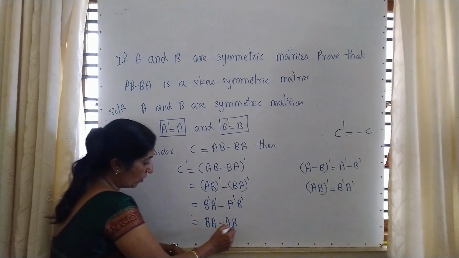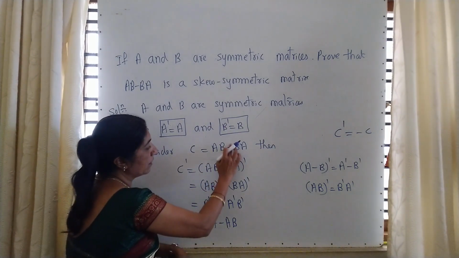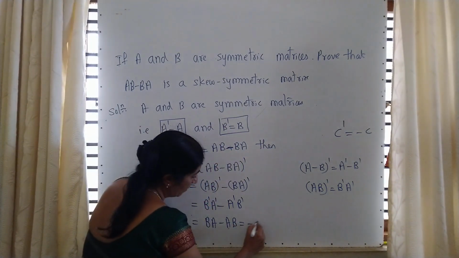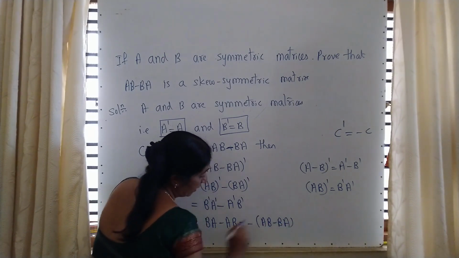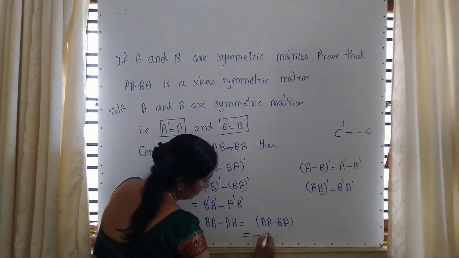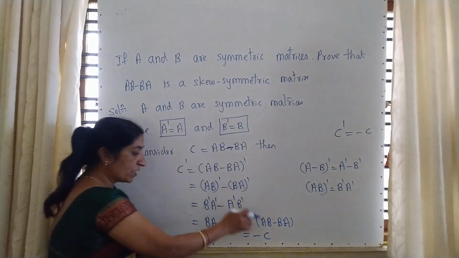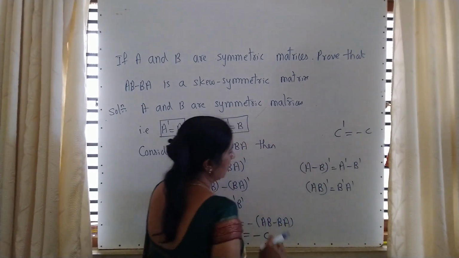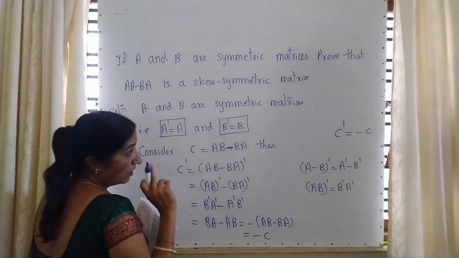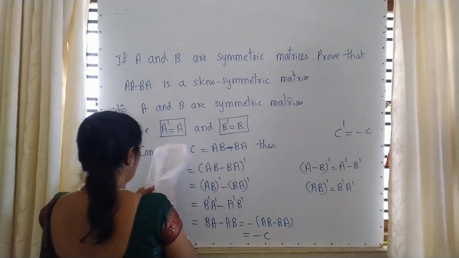Correct. When you compare these two results, it is BA minus AB, it is AB minus BA. If you take minus common, it will be AB minus BA. But what is AB minus BA? That is C. The minus is outside, so minus C. C transpose is minus C. First only I told you, if you get C transpose is minus C, that is nothing but C is a skew symmetric. Here what is C? C is nothing but AB minus BA.